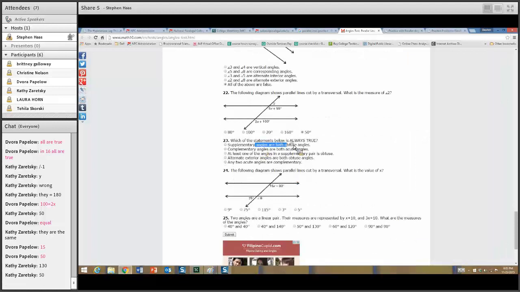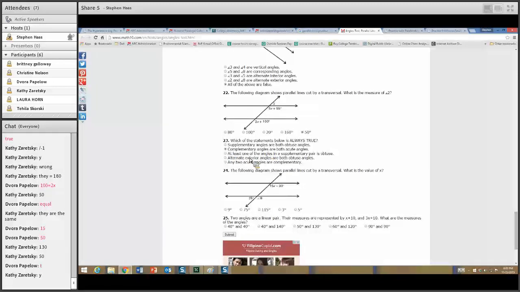Which of the following is always true? Supplementary angles are both obtuse. That's not even possible, because obtuse means over 90. If they're both over 90, then they can't equal up to 180. Complementary angles are both acute. Oh, that seems true, right? Complementary angles have to equal up to 90. They have to both be less than 90, and acute is less than 90, so that's true.